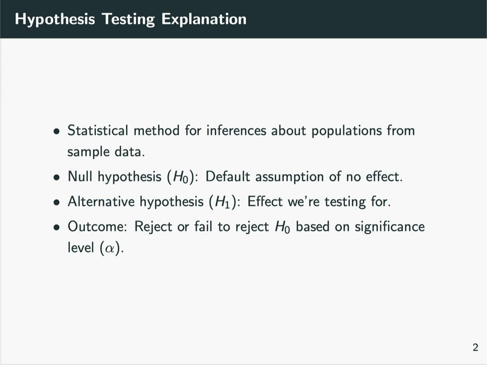We use data to assess the evidence against the null hypothesis in favor of the alternative hypothesis. That's what we're hoping to see. The outcome of this process is either to reject or fail to reject the null hypothesis based on a predefined level of significance, commonly denoted as alpha. A p-value of 0.05 is typically what we use.